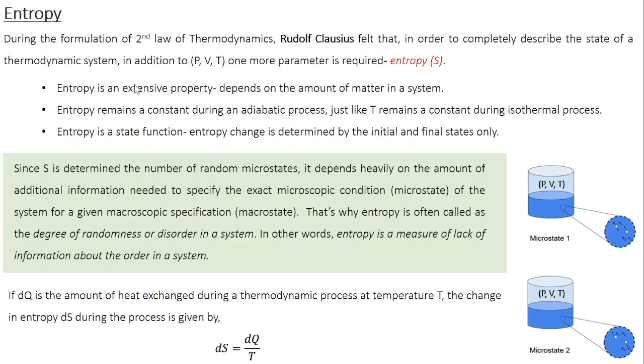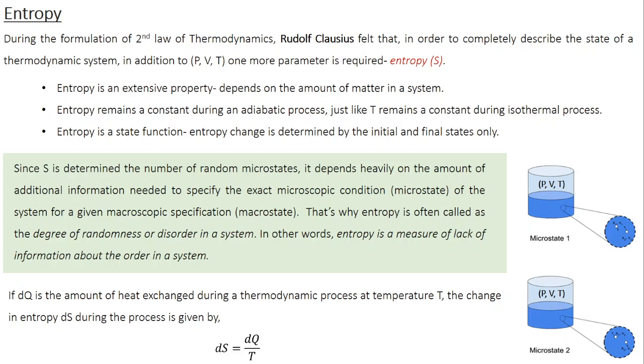First one, entropy is an extensive property. It depends on the amount of matter in a system, just like mass or volume. You add more matter into the system, the mass increases, or you increase the matter in the system, the volume increases. So these are extensive properties.